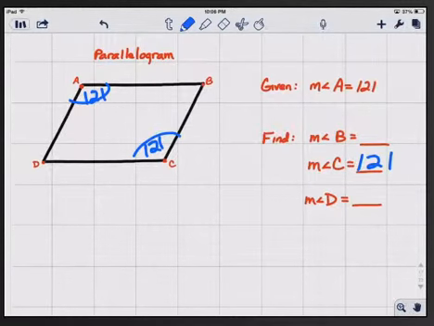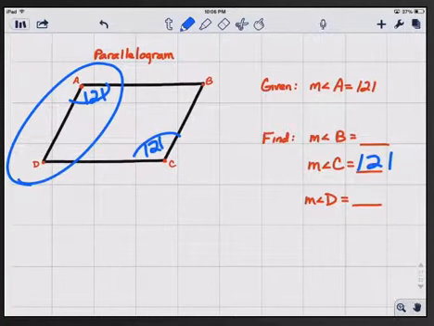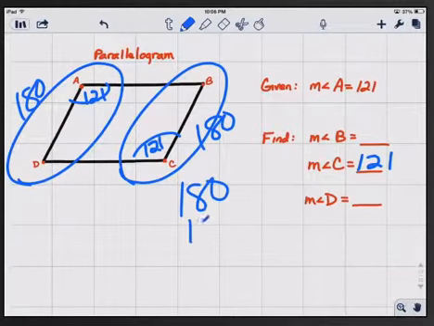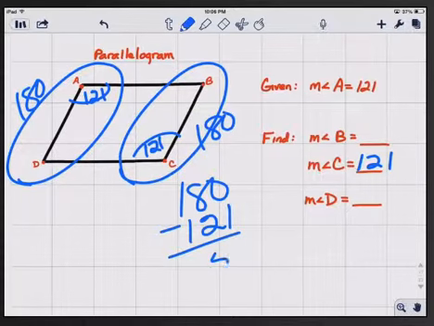Now, all four angles add to equal 360, so any two consecutive angles have to total half that. Any two consecutive angles like angles A and D are same side interior angles that have to be supplementary, or those two angles add to equal 180, and the other two angles like angles B and C add to equal 180. So if you subtract 121 from 180, you get 59 degrees, and that's angle B and angle D.